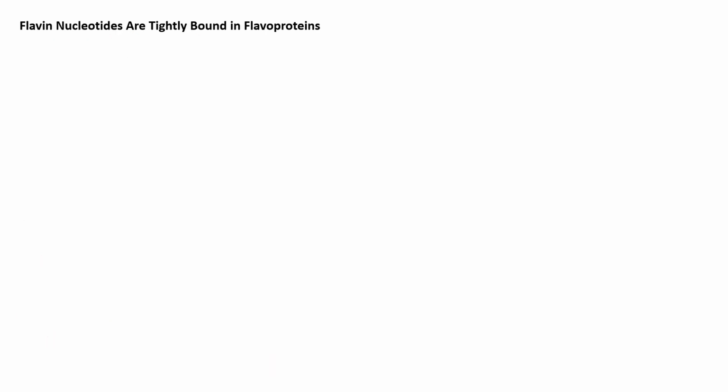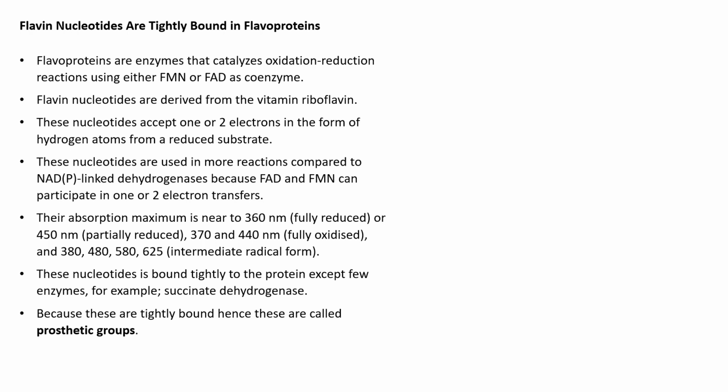Next is flavin nucleotides, that is FAD and FMN. These are flavoproteins, enzymes that catalyze oxidation and reduction using FMN or FAD. These are derived from vitamin riboflavin. These nucleotides can accept 1 or 2 electrons in the form of hydrogen. These are more versatile, or we can say these are used in more reactions compared to NAD linked dehydrogenases, because they can participate in 1 or 2 electron transfer. NADP linked dehydrogenases can take 1 hydrogen only, but these compounds can take 2 hydrogen. So these are used in more reactions.